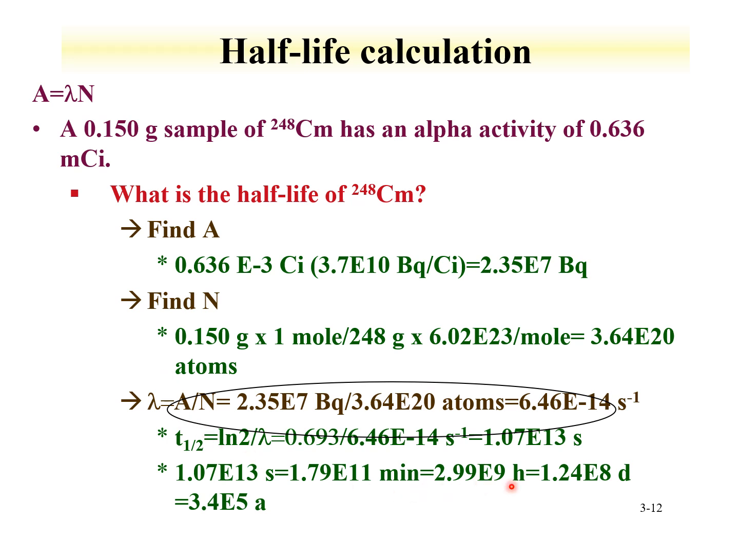I get this equation, and I get my time unit in seconds because it's inverse seconds. So that is the one thing you need to be aware of, is that you've got to keep your time units consistent whenever you do these calculations. Now the time unit in seconds, 1 times 10 to the 13th seconds, is not really helpful. So we convert that to minutes, hours, days, years. So the half-life of curium-248 is 3.4 times 10 to the 5th years.